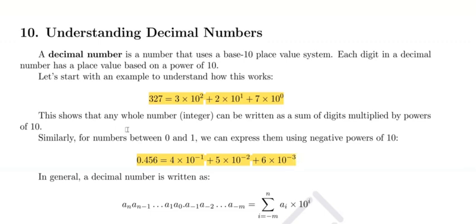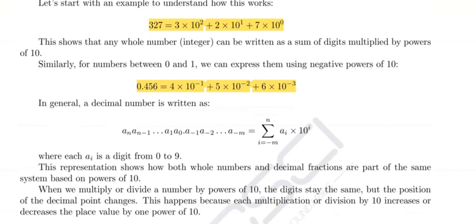10 to the negative first power is 0.1. 4 times that is 0.4. 10 to the negative second power is 0.01. 5 times that is 0.05. 10 to the negative third power is 0.001. 6 times that is 0.006. 0.4 plus 0.05 plus 0.006 equals 0.456.